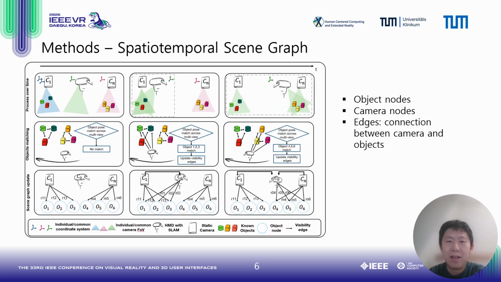Unlike the state-of-the-art scene graph represented by the dense feature map, we define a spatial temporal scene graph at object level for real-time performance. In the graph, we consider object and camera nodes. The edges are defined as connections between objects and cameras. We assume there are connections between objects and cameras if the objects are observed by the cameras. Based on the overlapping area between 2 cameras, we can update the camera pose.